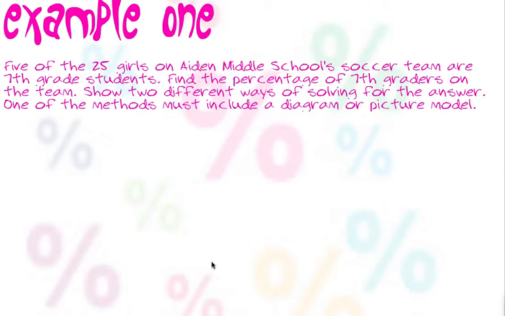All right, so first we're going to go through and highlight our important information. Okay, so there are 5 of the 25 girls are 7th grade students. It doesn't matter that it's Aiden Middle School, it's just that they're 7th graders. It's important that we're going to find the percentage of 7th graders on the team. And it's important that we have to show 2 different ways of solving and that it must include a diagram or picture.